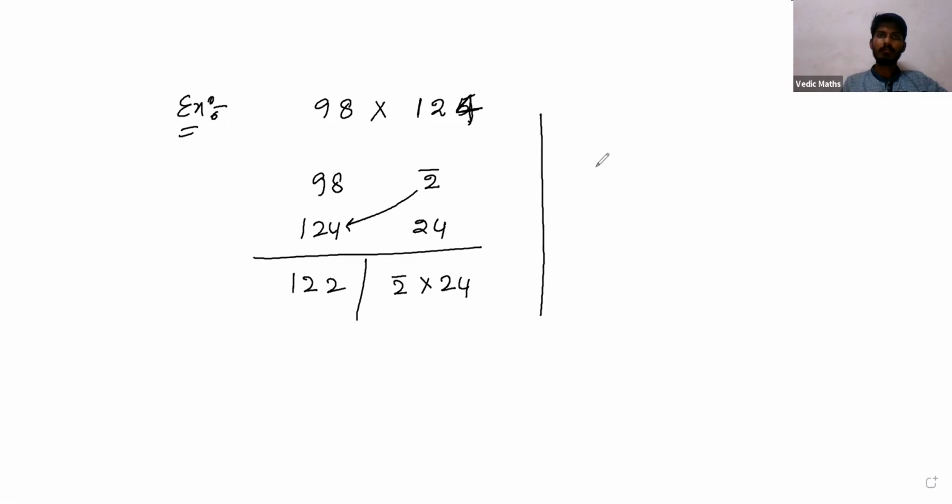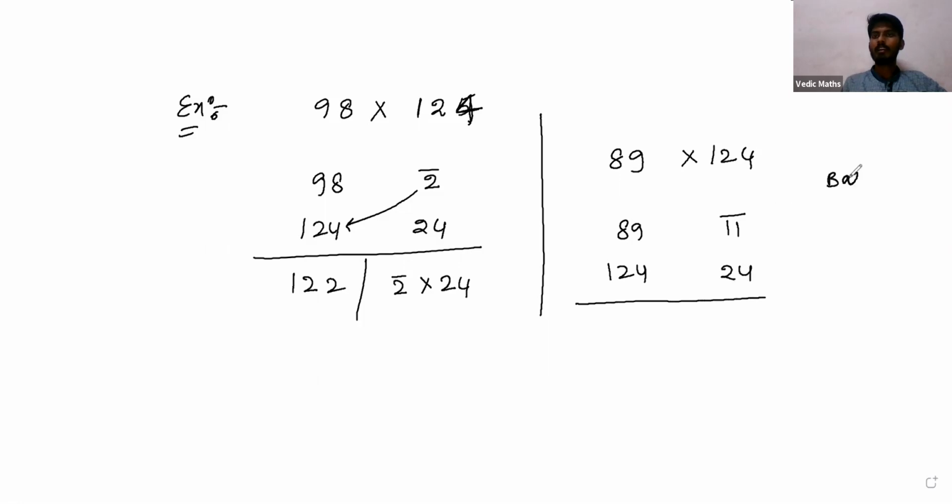Let me take another example here. 89 times 124. So the deviation of 89 will be -11, and the deviation of 124 will be 24 from the base 100. If you subtract this number from 121, you will get 113. In the right hand part, 11 times 24 we have to write. So that is nothing but 2 bar, 6 bar, 4 bar.